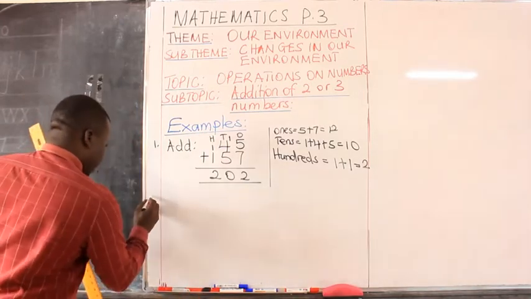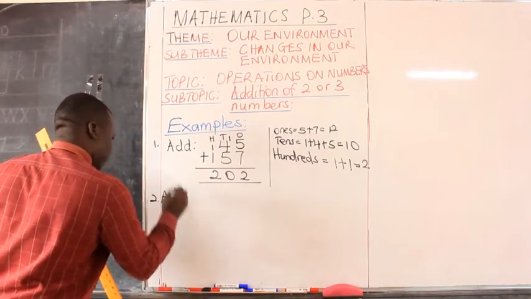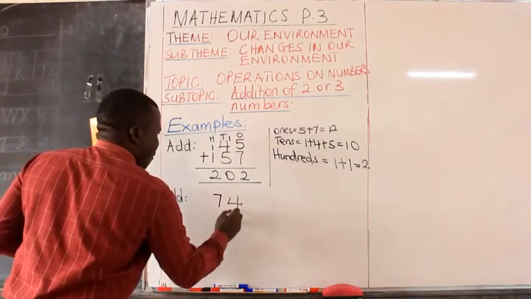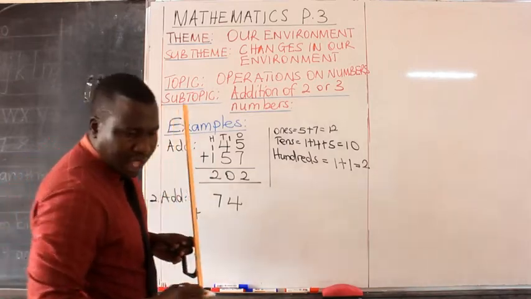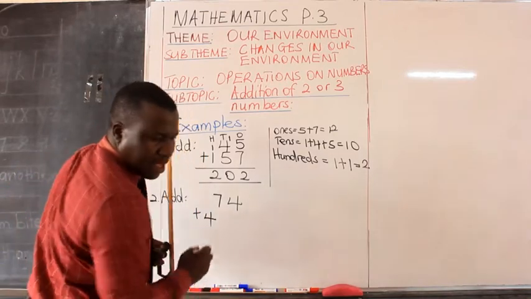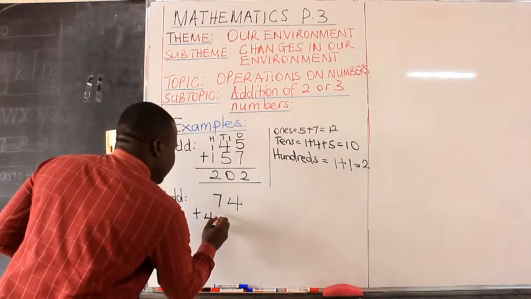Then we move on to number 2, which says add 74 plus 496. So how are you going to add this? Draw your equal lines, and create your side work. So this is ones, tens, hundreds.